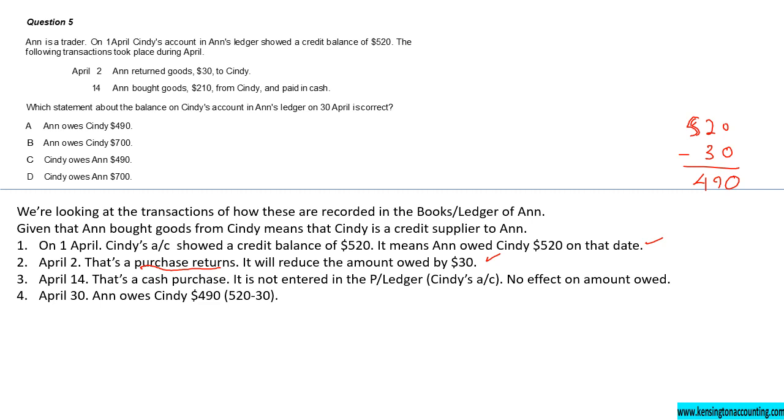Now, on the 14th of April, Anne bought goods to 10 from Cindy but paid in cash. Now, this is a cash purchase. A cash purchase is not entered in the supplier's account in the purchase ledger. It is not entered because it has paid cash, and therefore it doesn't change the amount owed by Anne to Cindy. Therefore, there is no effect on the amount owed. The transaction of the 14th of April would not change the amount owed. In other words, at the end of the month, the amount owed by Anne to Cindy will still be 490. Therefore, Anne owes Cindy 490 at the end of the month. Therefore, the correct answer is A.